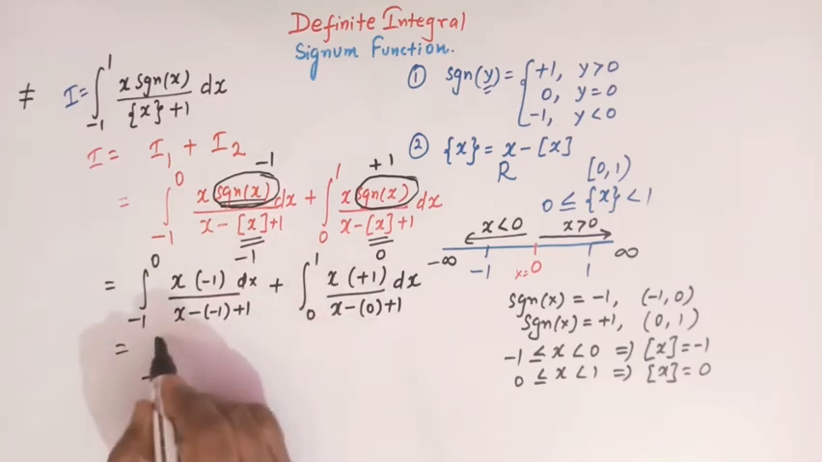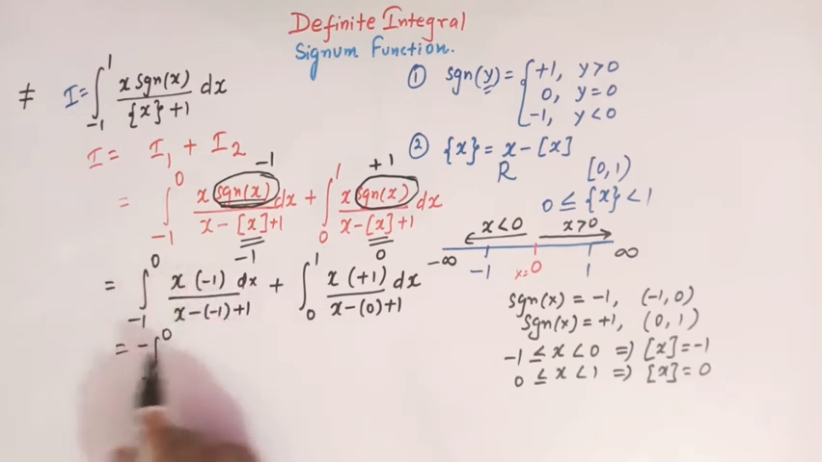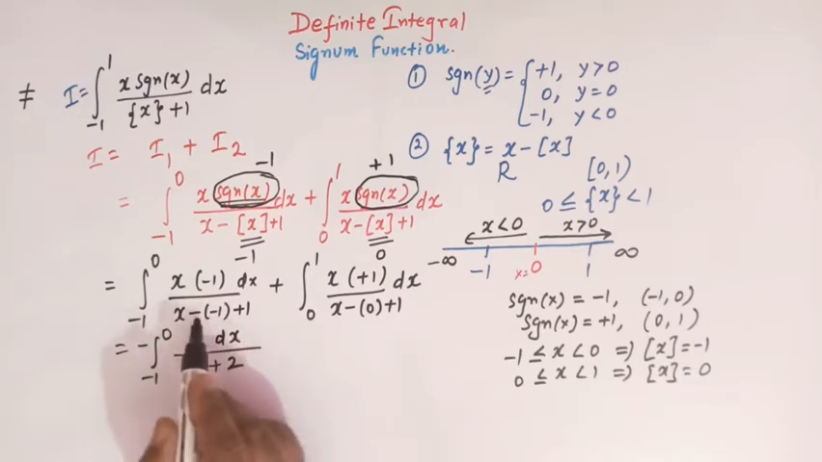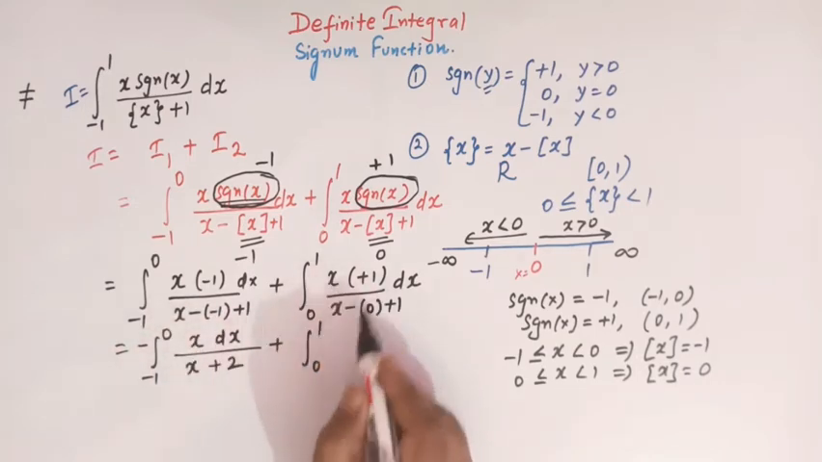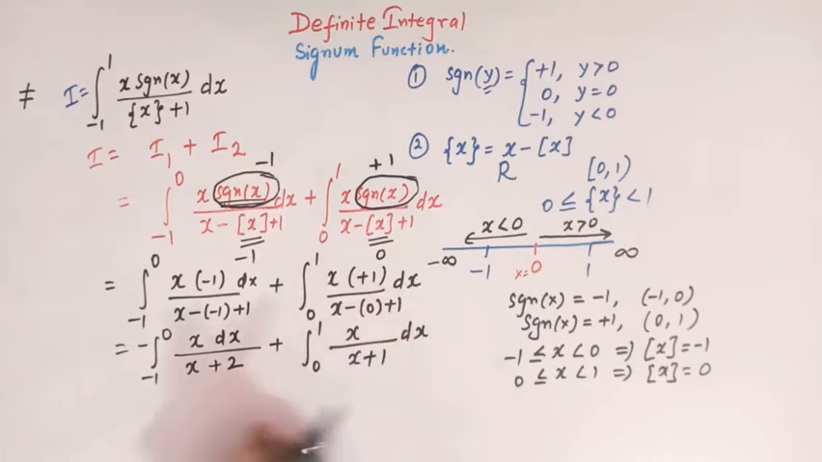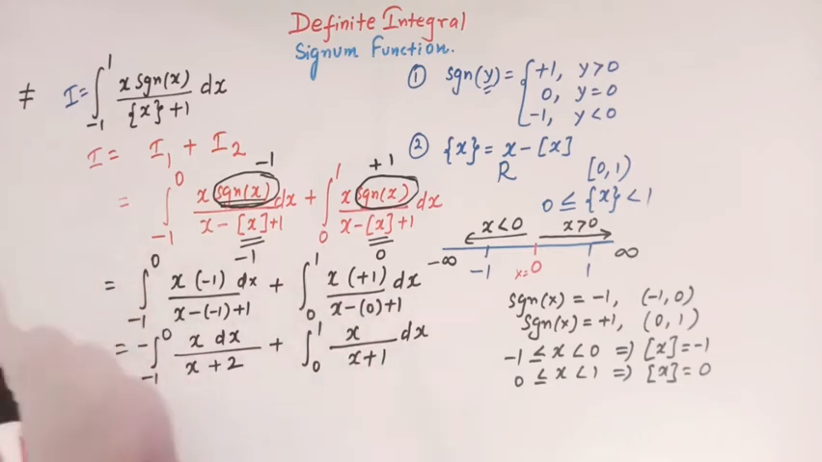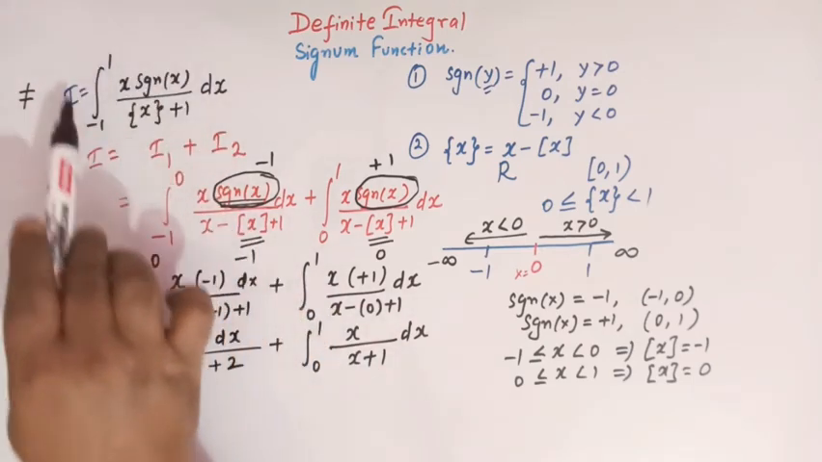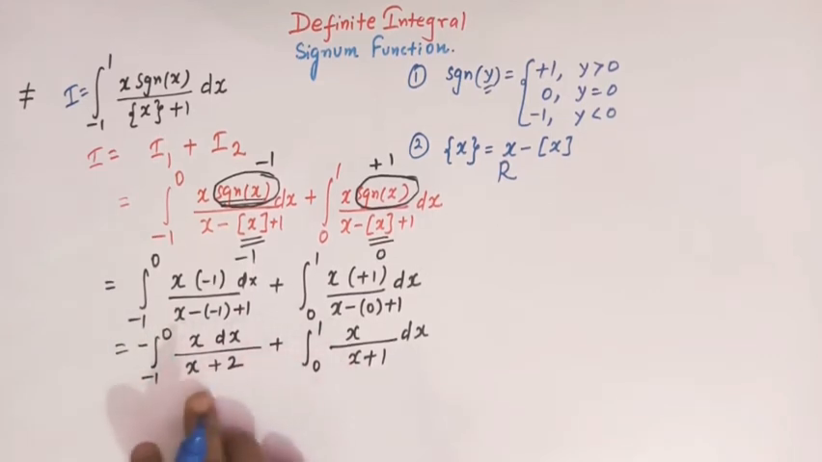Let us rewrite these integrals. Here we have -x, we can take the negative sign outside the integral, so we have x dx, and here we have x plus 2. Minus minus plus, so 1 plus 1 is 2, and here we have 0 to 1, and simply x, and here we have x plus 1. So by this discussion we come to the conclusion that we have simplified this integral as a sum of two very simple integrals.